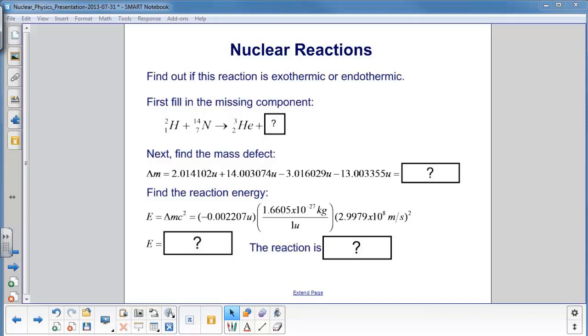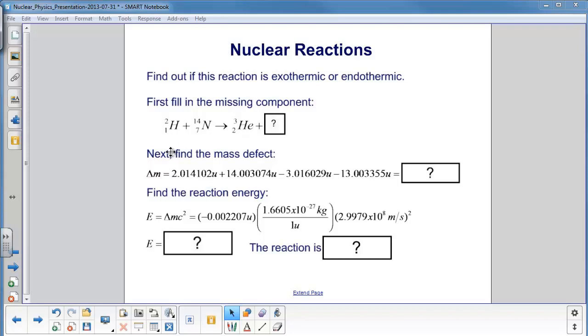Find out if this reaction is exothermic or endothermic. If we come up with a Q value that's positive, it will be exothermic. A negative Q, it will be endothermic. First we have to find the missing component. We have hydrogen of mass 2, which is called deuterium, an isotope of hydrogen, strikes nitrogen, and gives you an isotope of helium that only has one neutron.